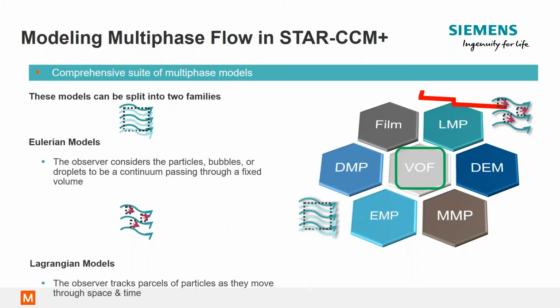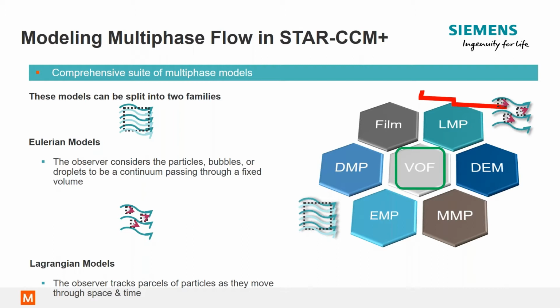And how do we use that in STAR-CCM+? There are 7 multiphase models in Simcenter STAR-CCM+, and each of them has different strengths. But overall, there are two big families of multiphase models. You've got the Eulerian models, which are solving all phases as a continuous flow field going through a fixed computational grid. All conservation equations are solved for each phase individually.